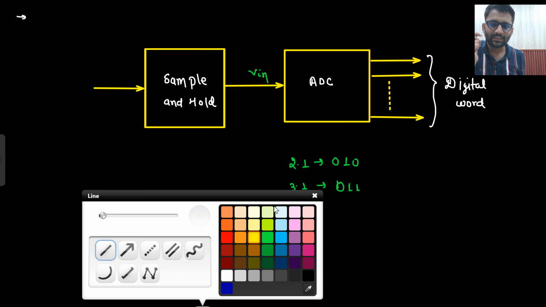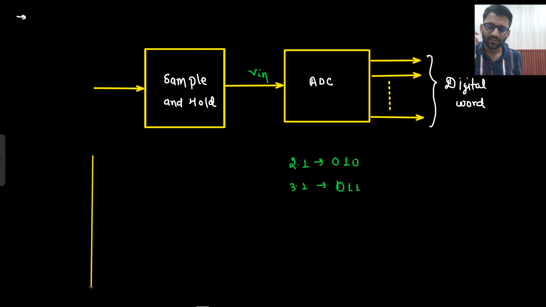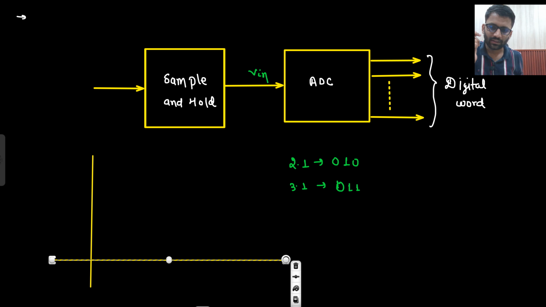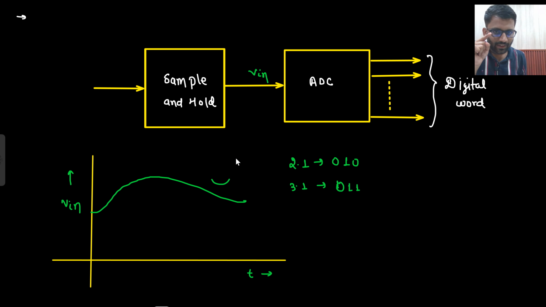But tell me one thing, let's just say this is my V in, V in with respect to time. If this is my V in, then will this V in be fed to the input of ADC? What is fed at the input of ADC? Analog input. So V in will be fed at the input of ADC? No, V in is not fed at the input of ADC.